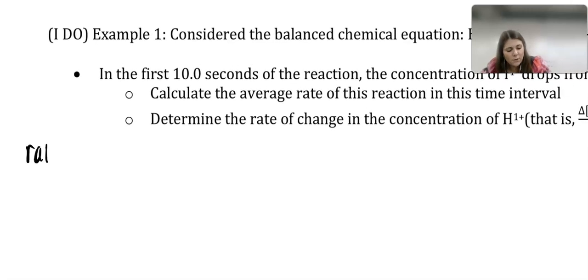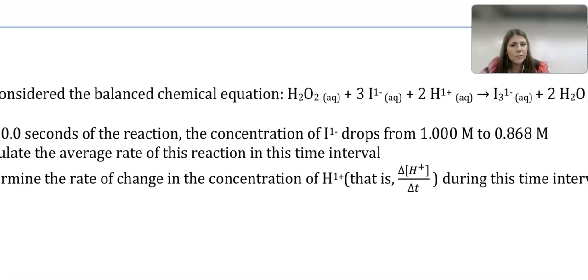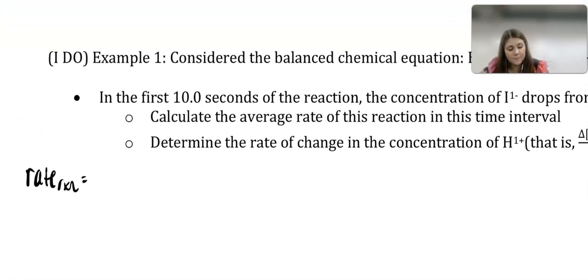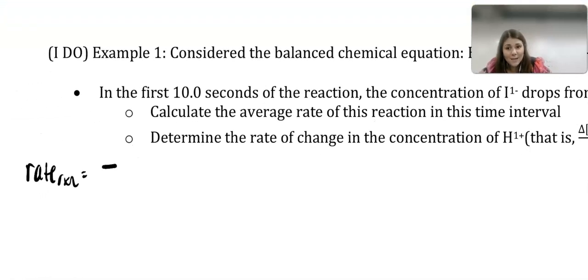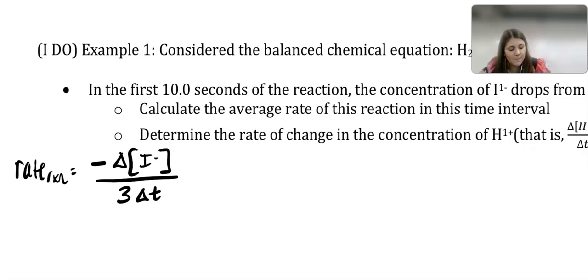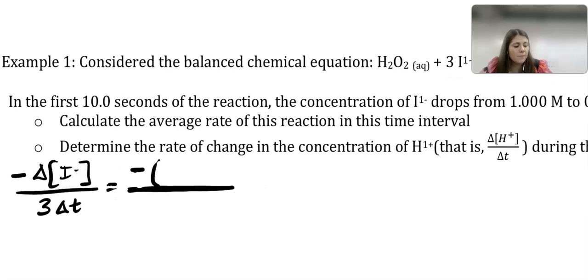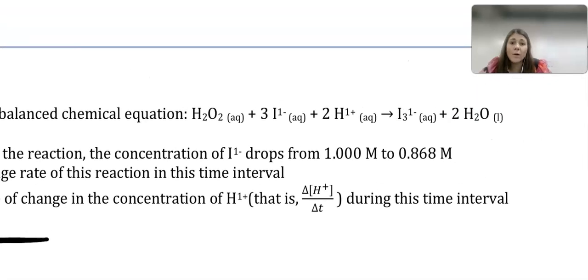So we know that we can solve for a rate of a reaction, and let's write the rate of disappearance for I minus. So look at the coefficient, it is 3. So here, minus the change in concentration of I minus divided by 3 delta T. So here, let's plug in what we got from that first piece of information. So the change in concentration, it said it went from 1 molar initial to 0.868 final.